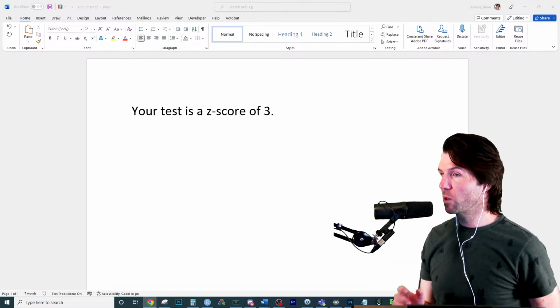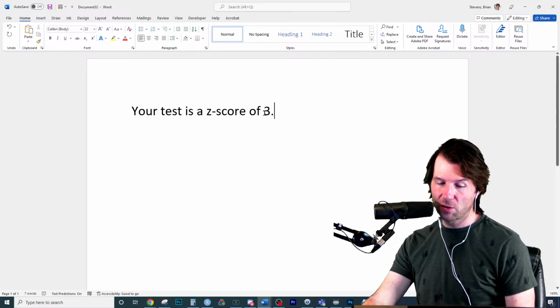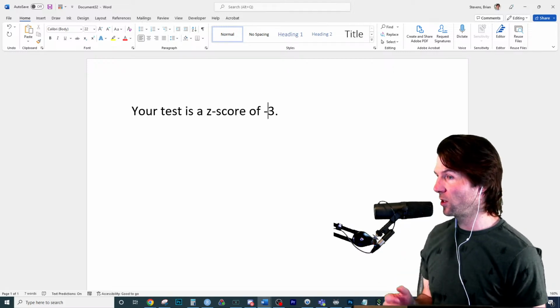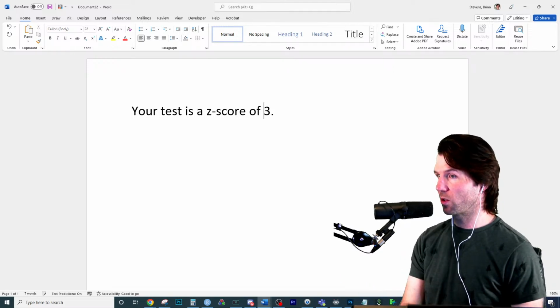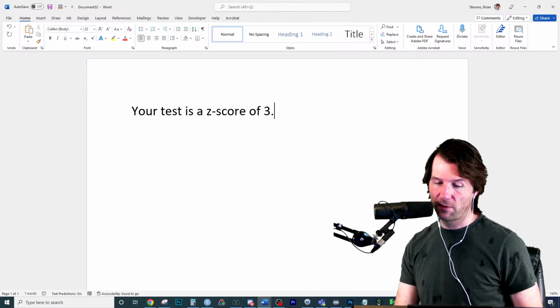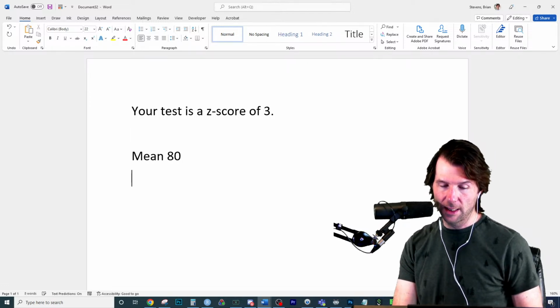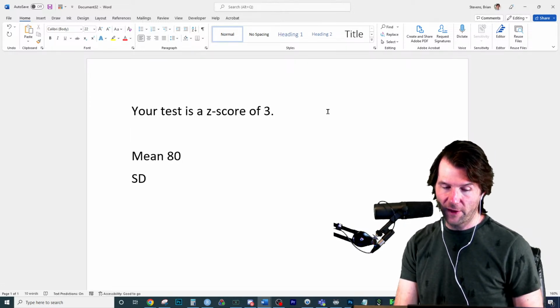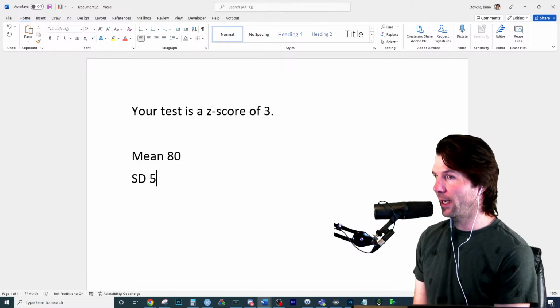So remember, z-scores can be positive or negative. If we said your z-score is -3, that means you're 3 standard deviations below the mean. If we say your z-score is 3, that means you're 3 standard deviations above the mean. So if I said the test had a mean of 80 and a standard deviation of, let's say, 5, what would be your score on the test?